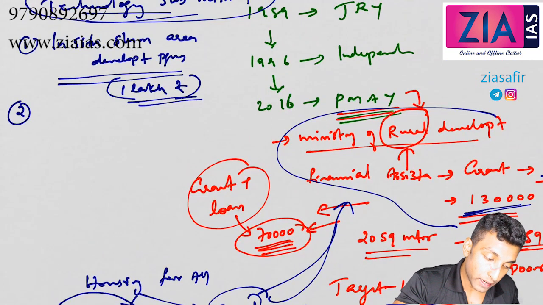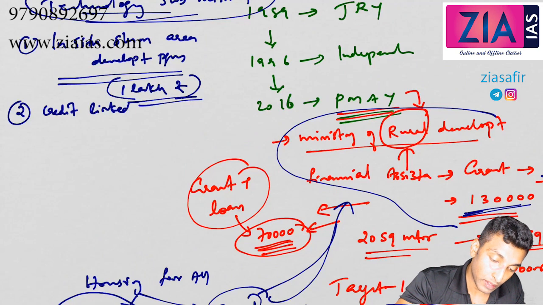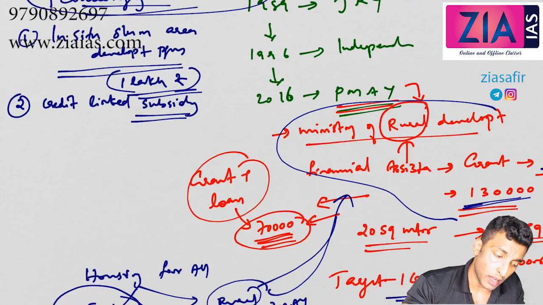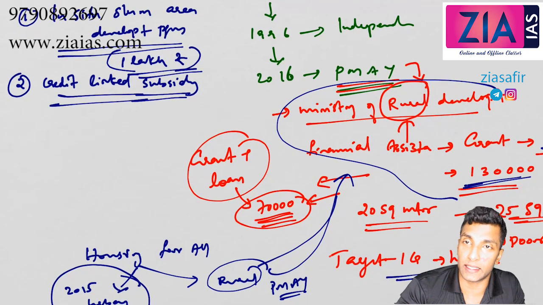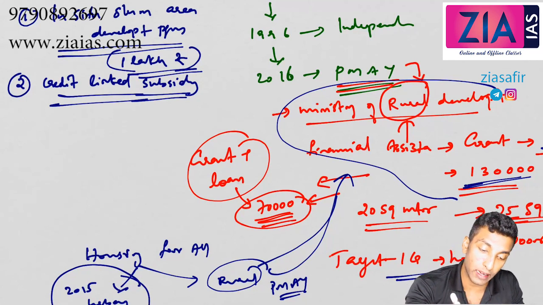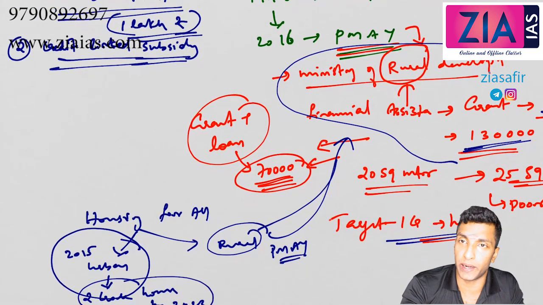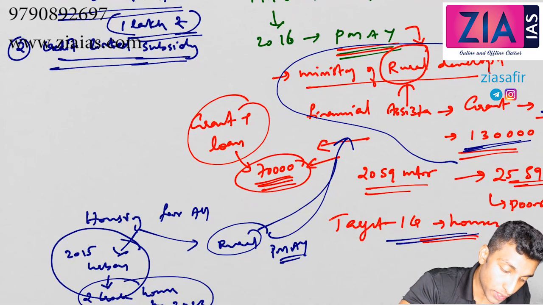Second one, credit linked subsidy. Up to 12 lakh is provided as credit linked subsidy at a subsidized interest. When we discussed rural, it was grant and loan. So here credit linked subsidy up to 12 lakh is provided at the subsidized interest. Then affordable housing through partnership, that is the third component.